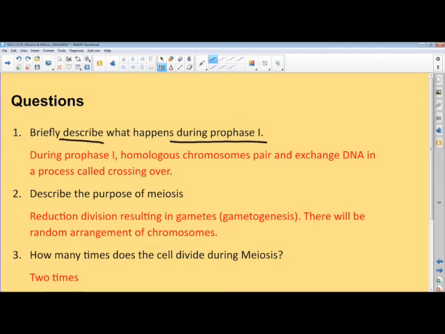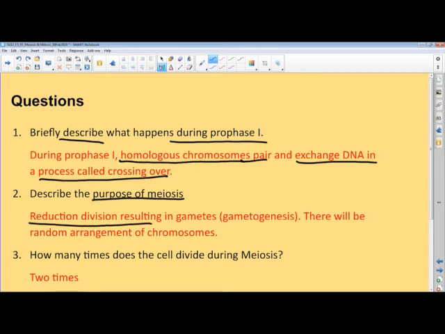Here we go. During Prophase 1, homologous chromosomes, remember I told you about homologous chromosome pairs, exchange DNA in a process called crossing over. That is the most important part of Prophase 1. Next one, describe the purpose of meiosis. Remember, I said it's reduction division. In other words, it's going to go smaller, and it makes gametes. And the process is called gametogenesis.